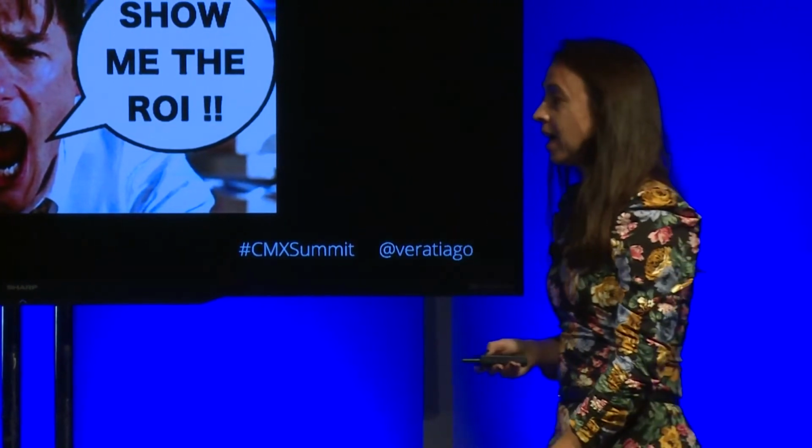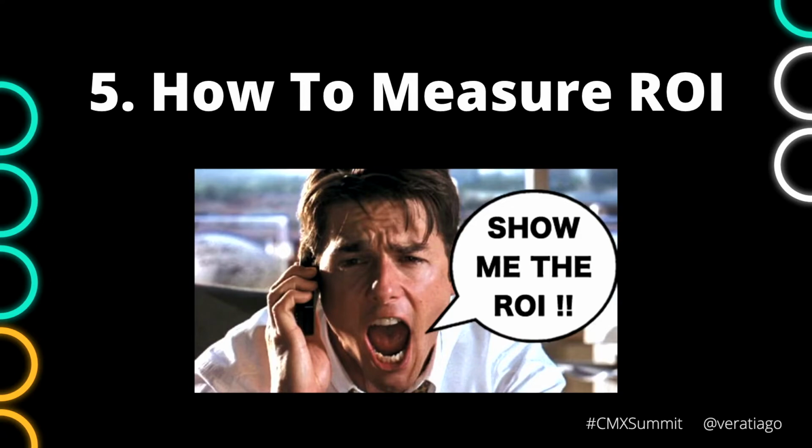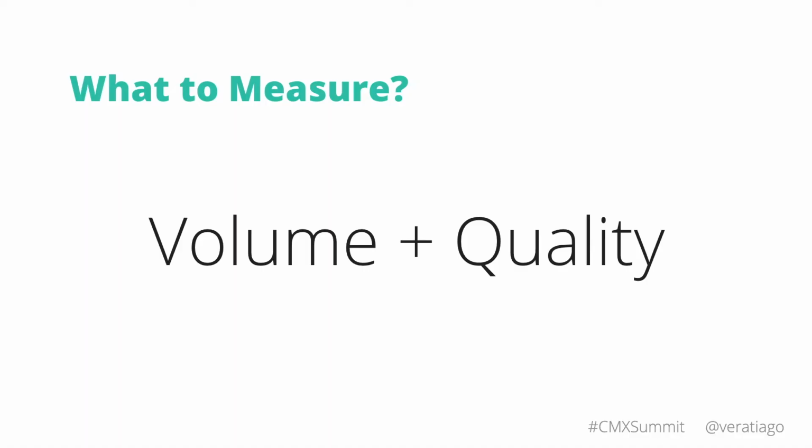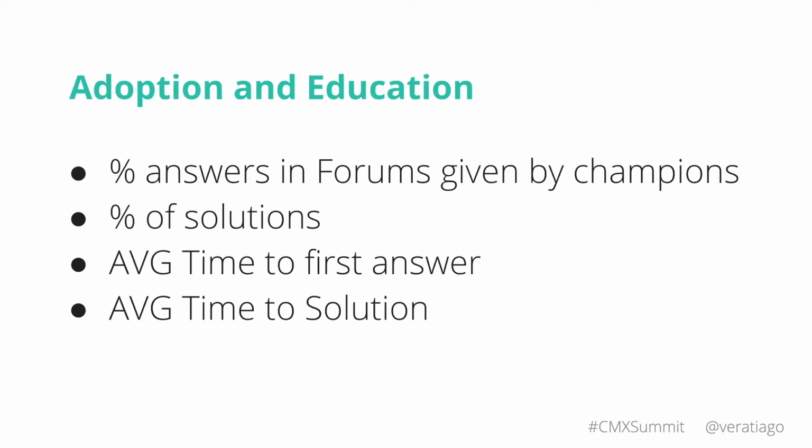So, how to show return of investment? Really hard question. First, you need to make sure that you are measuring things, okay? There's a lot of things that you can measure. I will go very quickly through a few examples. First, you need to make sure that you are tracking volume and quality. Adoption and education can be replies on forums, solutions, average time to get a reply, of course, from your MVPs or your champions, because you are measuring their work or their impact on the community.